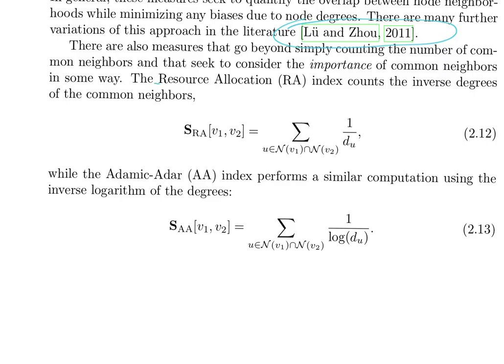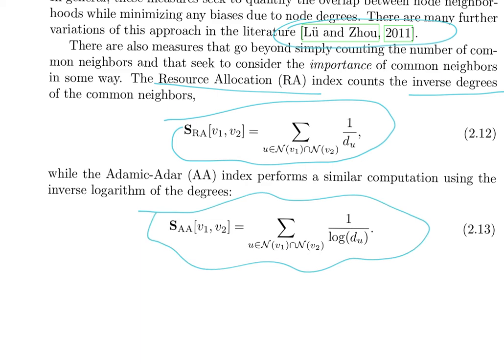With that assumption, there is the resource allocation index, which counts the inverse degrees of the common neighbors of two nodes and then uses that as a measure of similarity, which is defined like this. Another variant of it is the Adamic-Adar or AA index, which uses the inverse of the logarithm of the degrees.